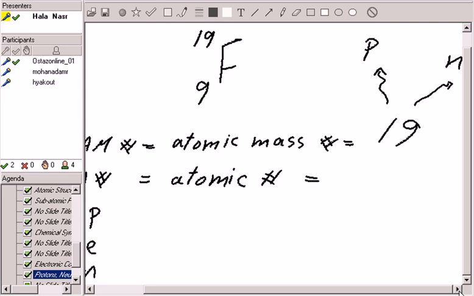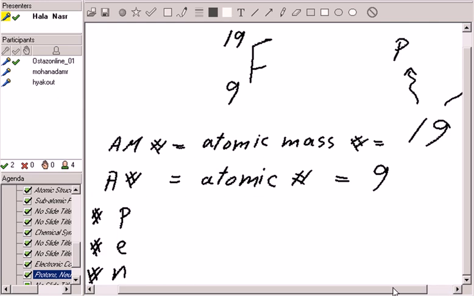Now, what about the atomic number? It's the smaller number. So the atomic number is 9. Now, who can tell me in this example, what's the number of protons? Yes, Mr. Hassan, go ahead. We will subtract the atomic, no, mass. I need the protons. No, sir, I need the proton number.